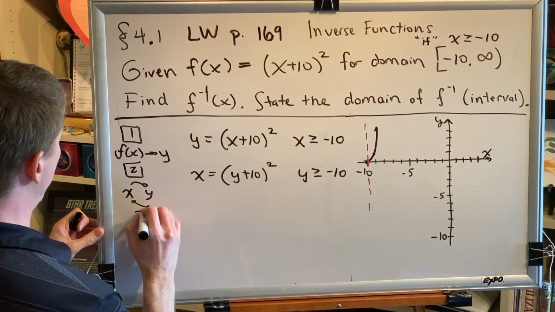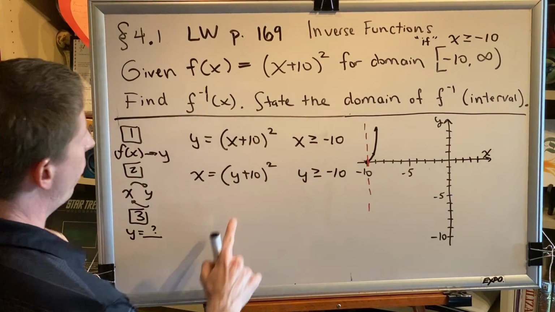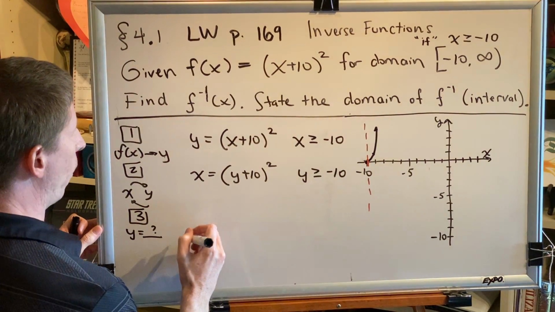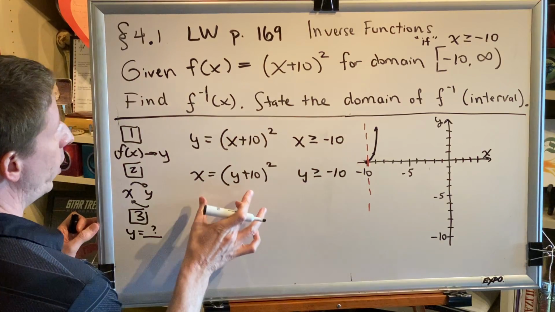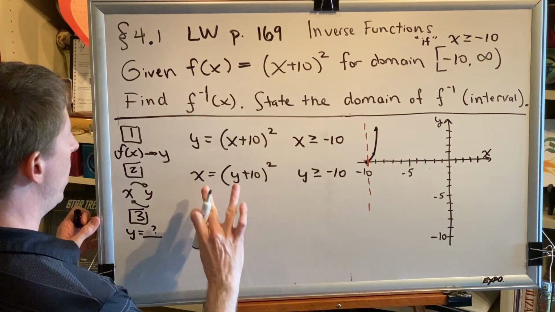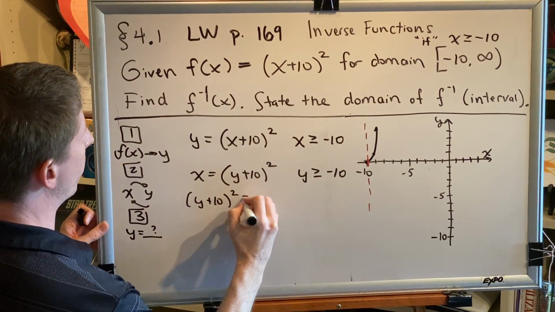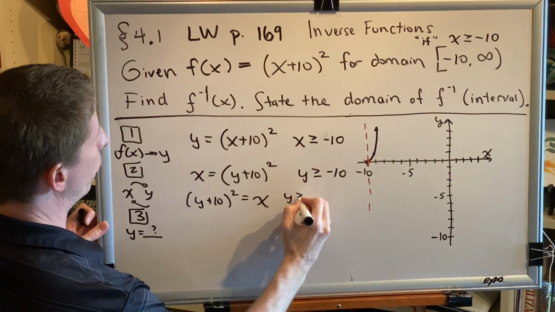All right, step 3, solve for y. So we need to find a way to get this y by itself. Well, we're going to use a property that we learned way, way back at the beginning of this semester. I'm going to swap the sides of this equality just for a moment, because I think this will make it just a little bit easier for you all to see.